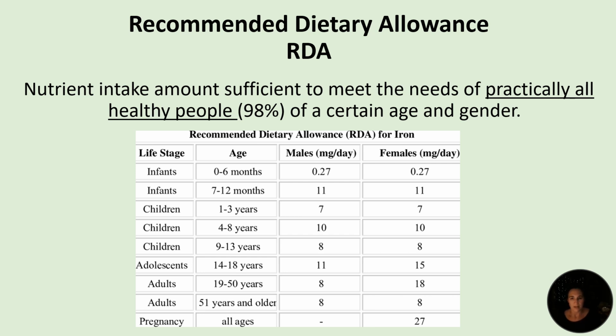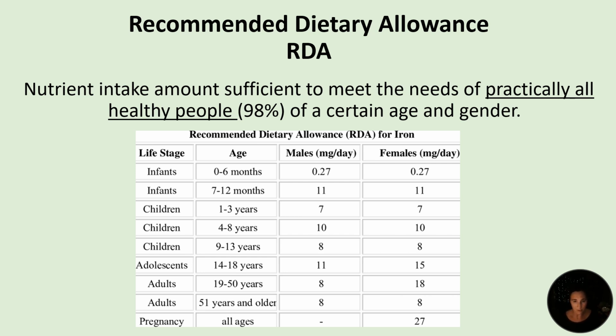Let's start with recommended dietary allowance. So what is the RDA, recommended dietary allowance? A lot of people will say recommended daily allowance, which isn't too far off, but that D stands for dietary. So recommended dietary allowance, RDA. So this is the nutrient intake amount sufficient to meet the needs of pretty much all healthy people, so 98% of people of a certain age and gender.